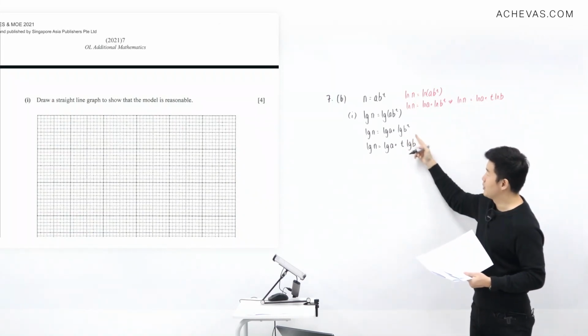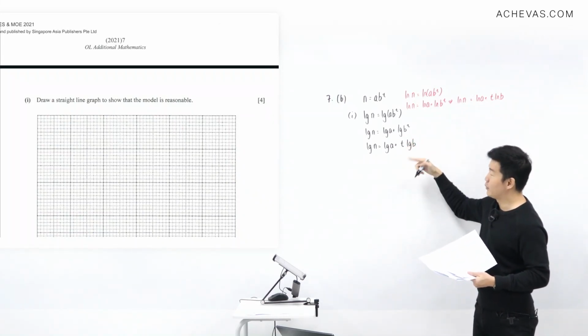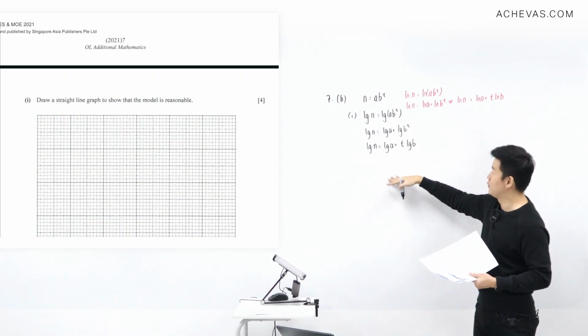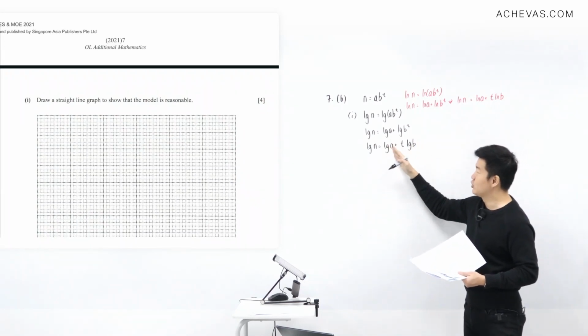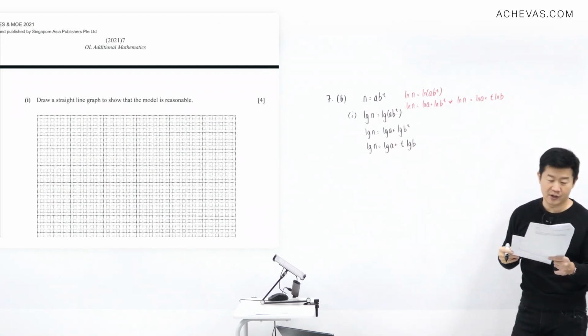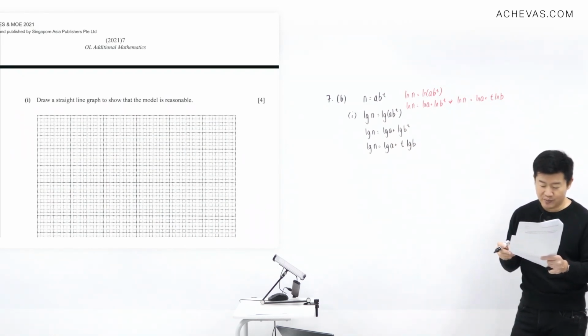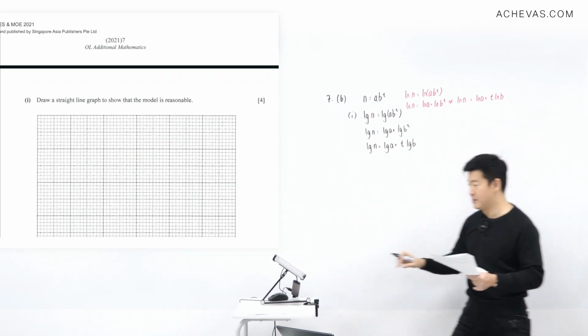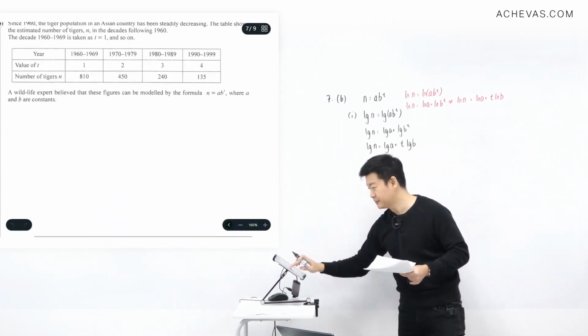Then the gradient of that line will give us the value for log B, and the vertical axis intercept is going to be for log A over here. So the first thing that I'm going to do is to make use of the data that is given to me by the question, which is this.